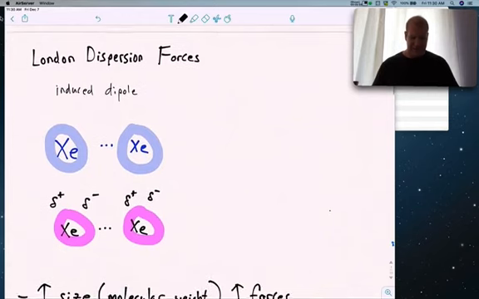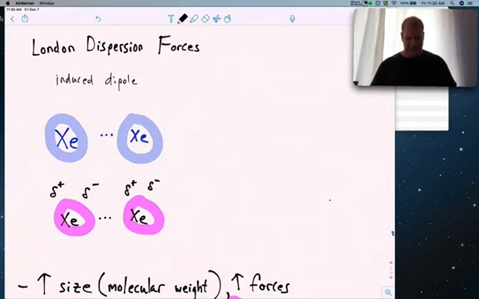So let me talk about the intermolecular forces. I'll start with the weakest one, known as the London dispersion force. Sometimes it's referred to as the London force, sometimes the dispersion force, sometimes the London dispersion force. They all mean the same thing. And let's look at two xenon atoms. Xenon is a noble gas. It tends not to bond with anything. It can bond covalently, but it tends not to. It's happy with all of its 8 valence electrons.